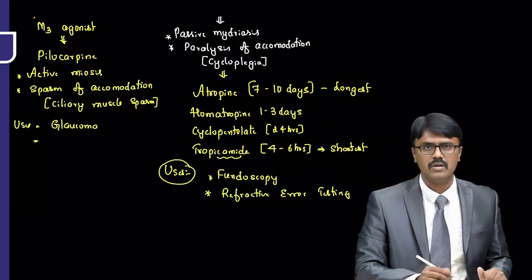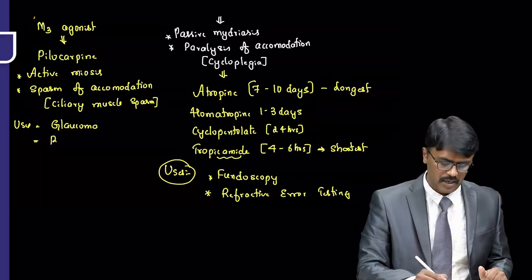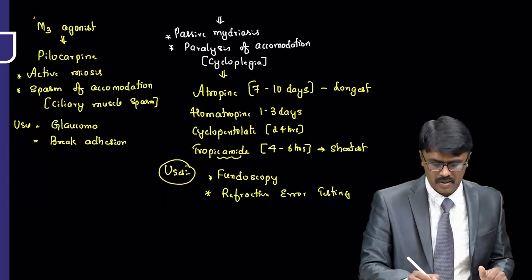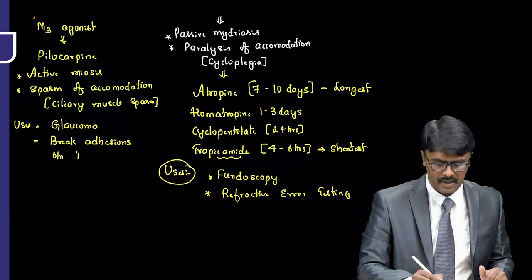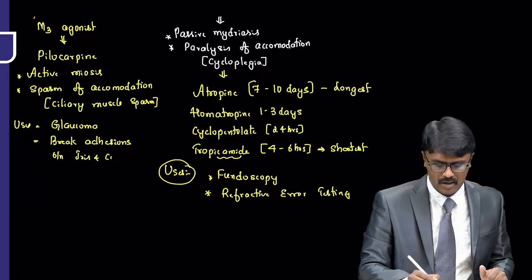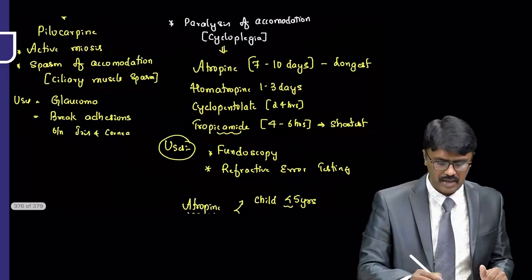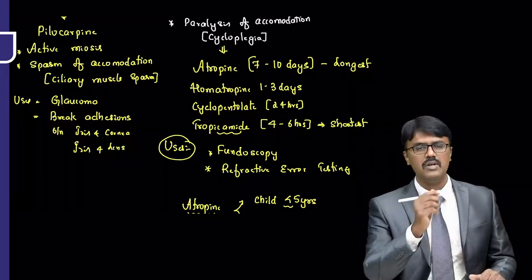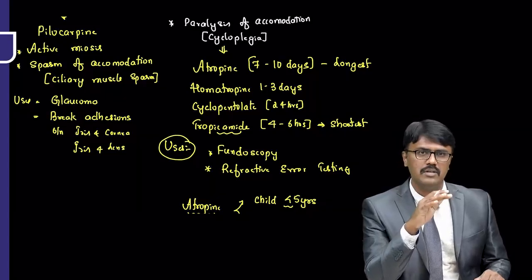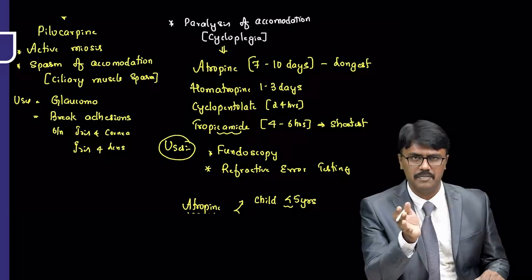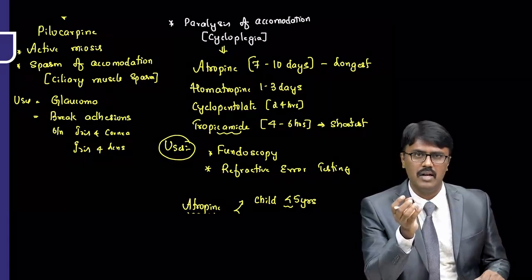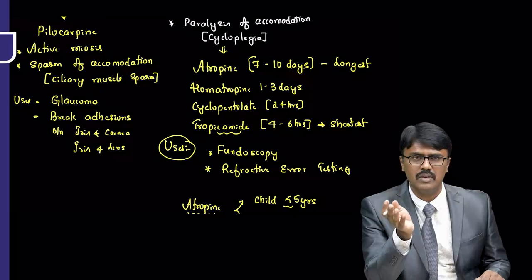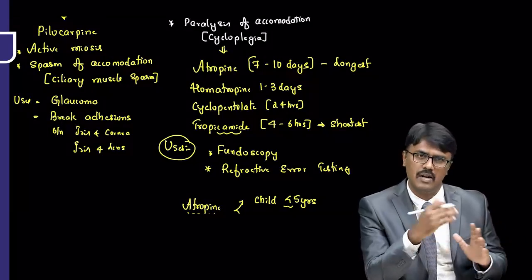It is also used for one more condition, to break adhesions between iris and cornea, or iris and lens. You may ask a question, how does it break the adhesions? So what we do is we give meiotic, mydriatic alternatively. So the pupil will undergo meiosis, mydriasis, meiosis, mydriasis. By doing that, we can remove the adhesions. So to remove the adhesions, we use both meiotics as well as mydriatics.